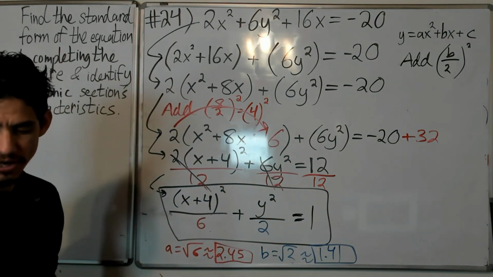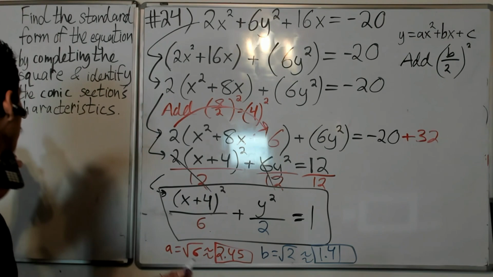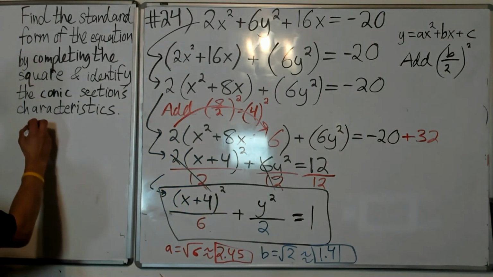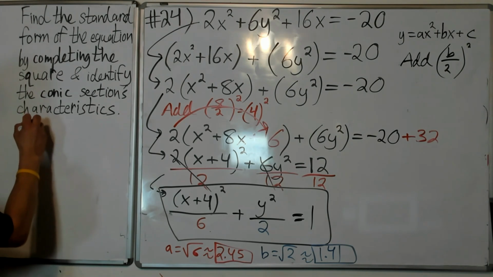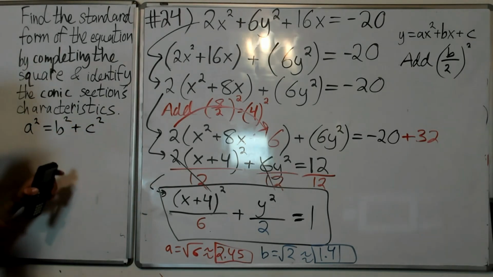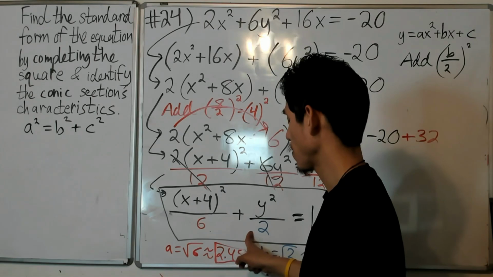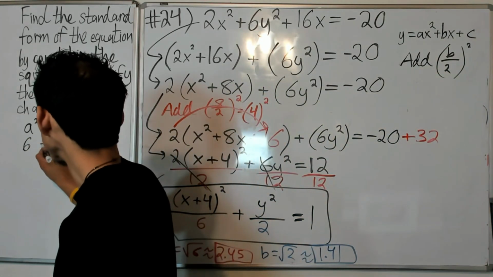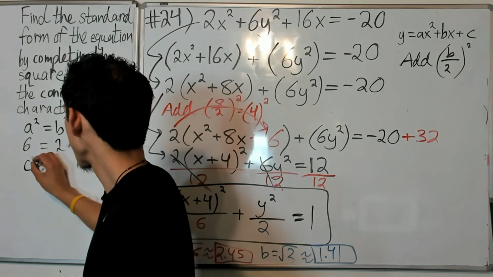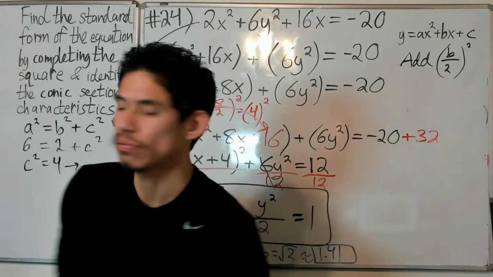Nice. And then we're going to solve for c. We're going to use this equation, a squared equals b squared plus c squared. We can solve for c squared because we know a squared is 6, b squared is 2. So then we have 6 is equal to 2 plus c squared, so c squared is 4. Let's go in purple. So c is 2.